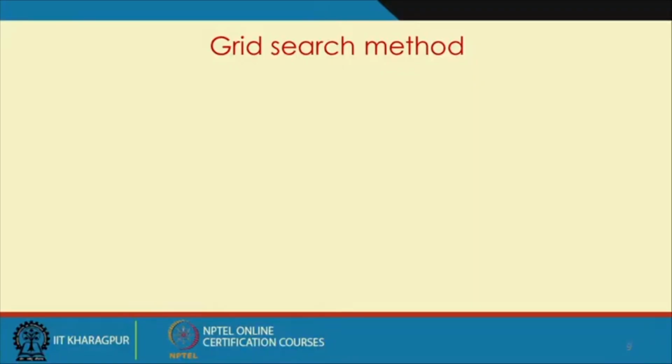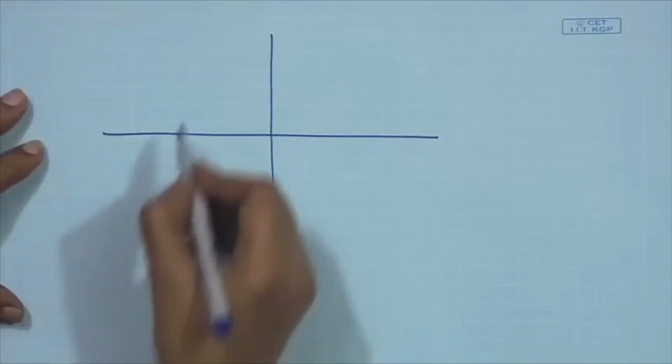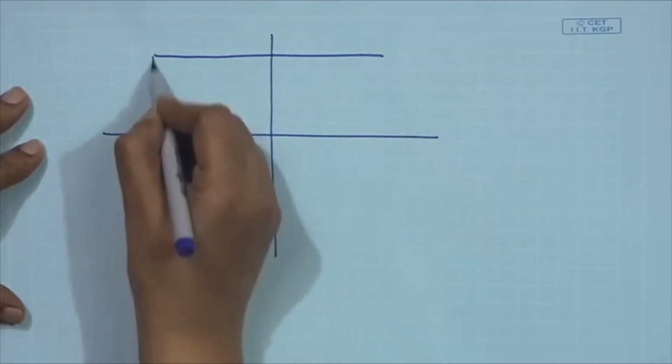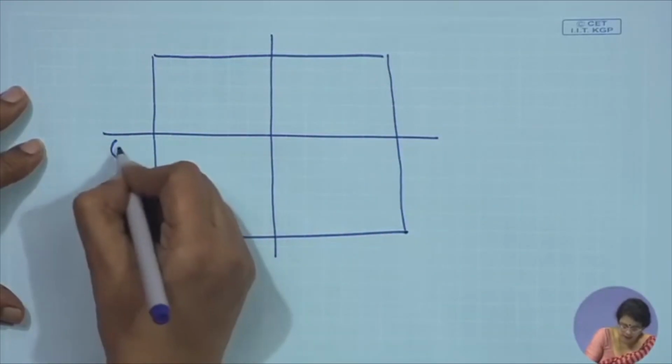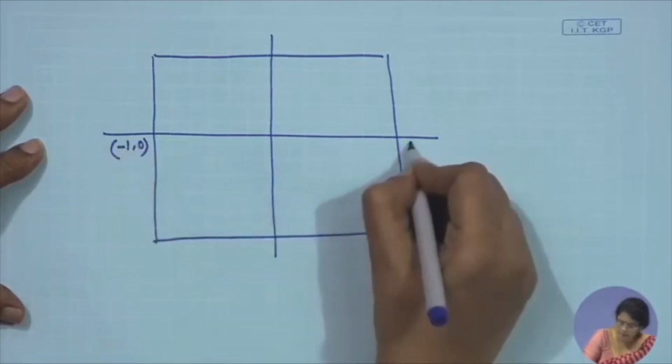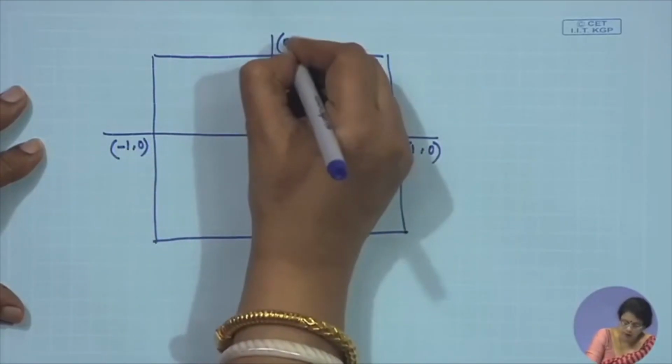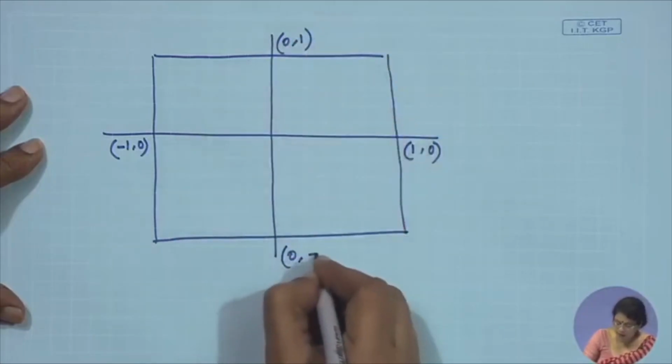This is a very easy method, but there is another method that is mathematically very easy, but very difficult if you do the calculations on your own. That is called the grid search method. I am just going to tell you about that grid search technique now. Now, this is my domain of definition. I am searching for the minimum within this range: minus 1, 0, 1, 0, 0, 1, 0, minus 1.